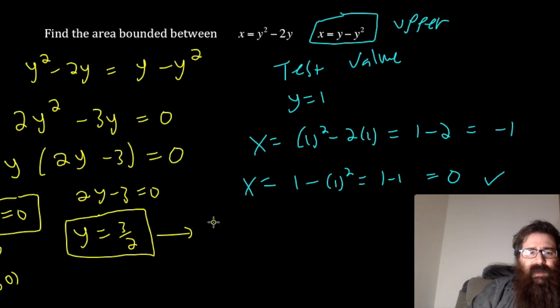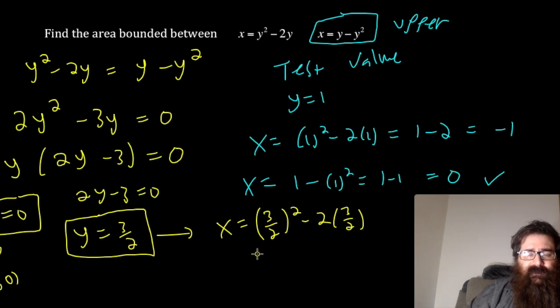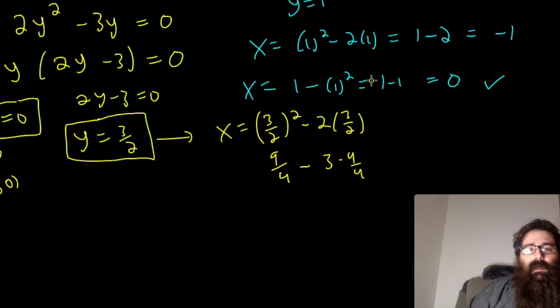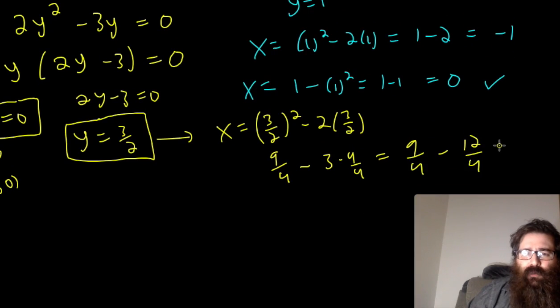When y is 3 halves, I get x is 3 halves squared minus 2 times 3 halves. 3 over 2 times 3 over 2 is 9 over 4. Minus, here the 2's cancel, so that gives me minus 3, but I can get a common denominator, multiply that by 4 over 4. Yeah, 9 over 4 minus 12 over 4 gives me negative 3/4.